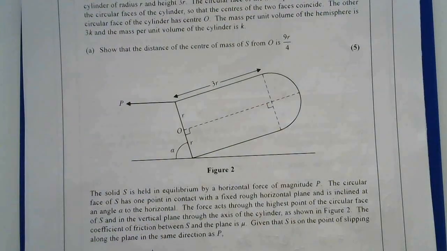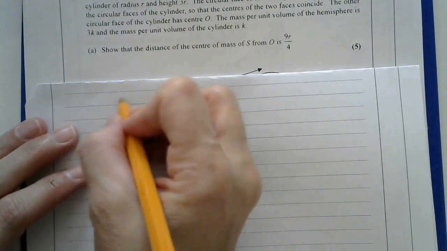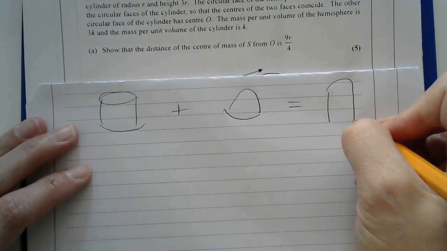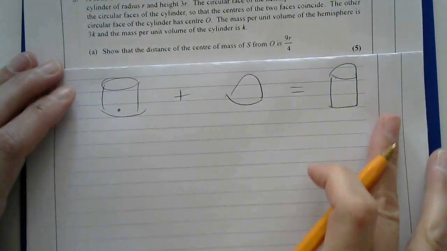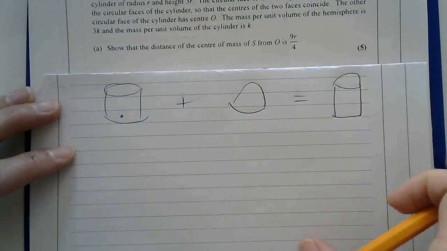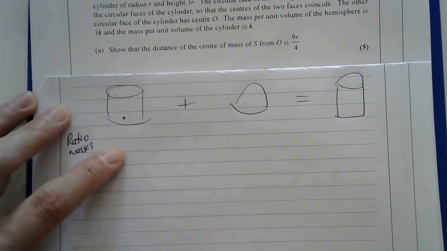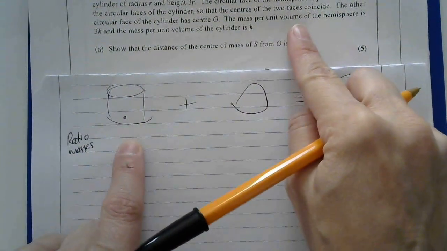Okay, so here I will begin by doing a little table of the ratio of the masses and so on. So my solid S is made of a cylinder plus hemisphere, which makes a bullet shaped thing. Everything is measured from O, which is going to be down here. First of all, to get the ratio of the masses, I need to use the volumes and then multiply those volumes by the mass per unit volume.